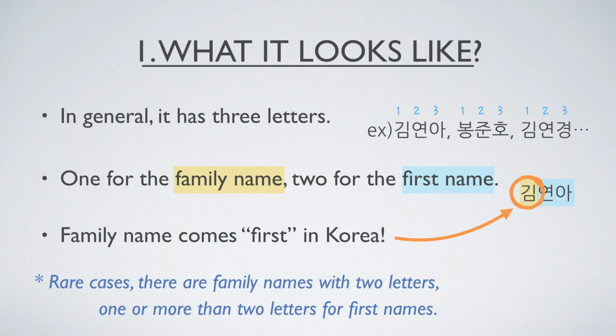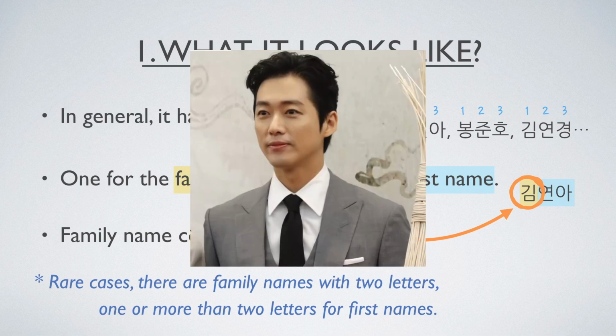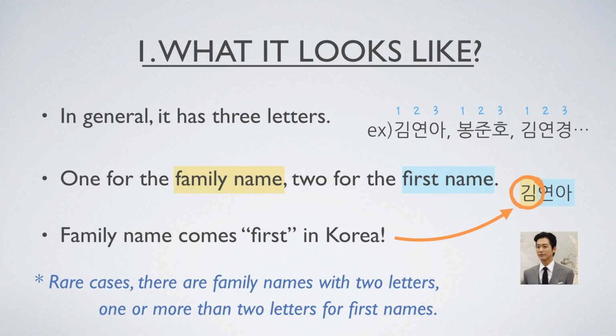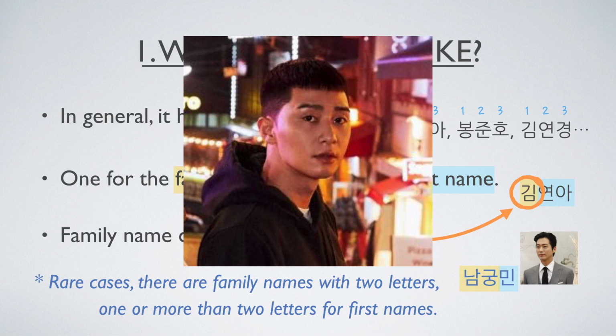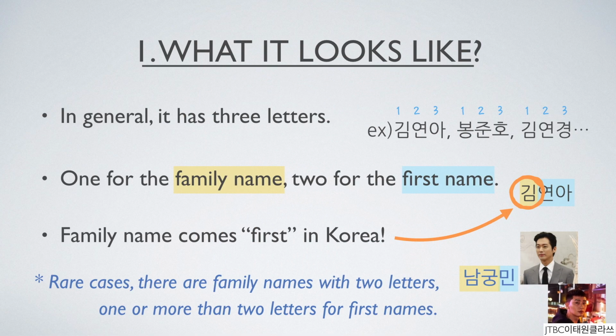In rare cases, there are family names with 2 letters or first names with a single letter or more than 2 letters. The actor Nam Kung-min has a double-letter family name and a single letter for his first name, Min. And Park Se-roy, a main character of the Korean drama Itaewon Class, has 3 letters for his first name.